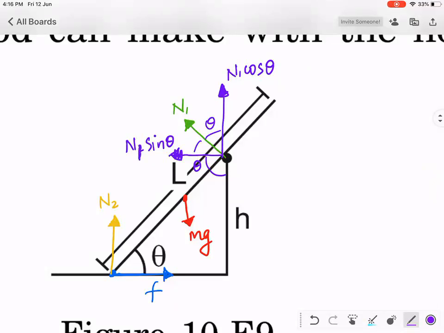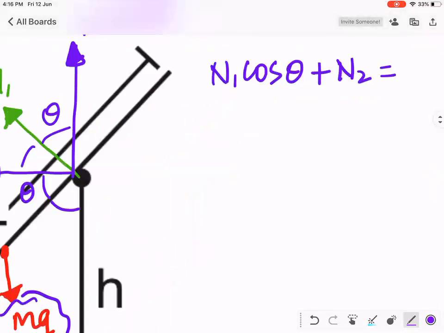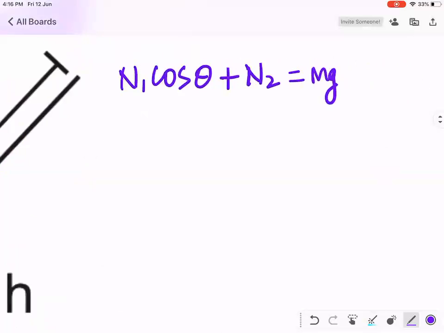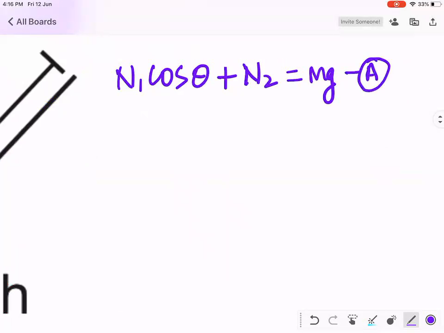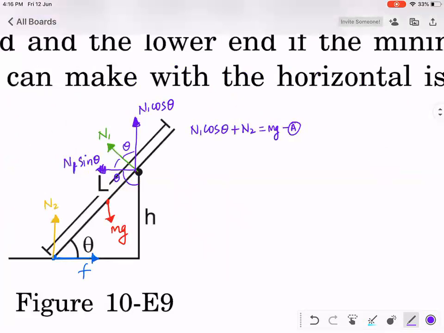Okay. Now net force must be 0. So N1 cos theta plus N2 must be equal to what? Must be equal to mg. Simple, must be equal to mg. Okay. So suppose this is equation A. Now let's talk about the next equation, kids.